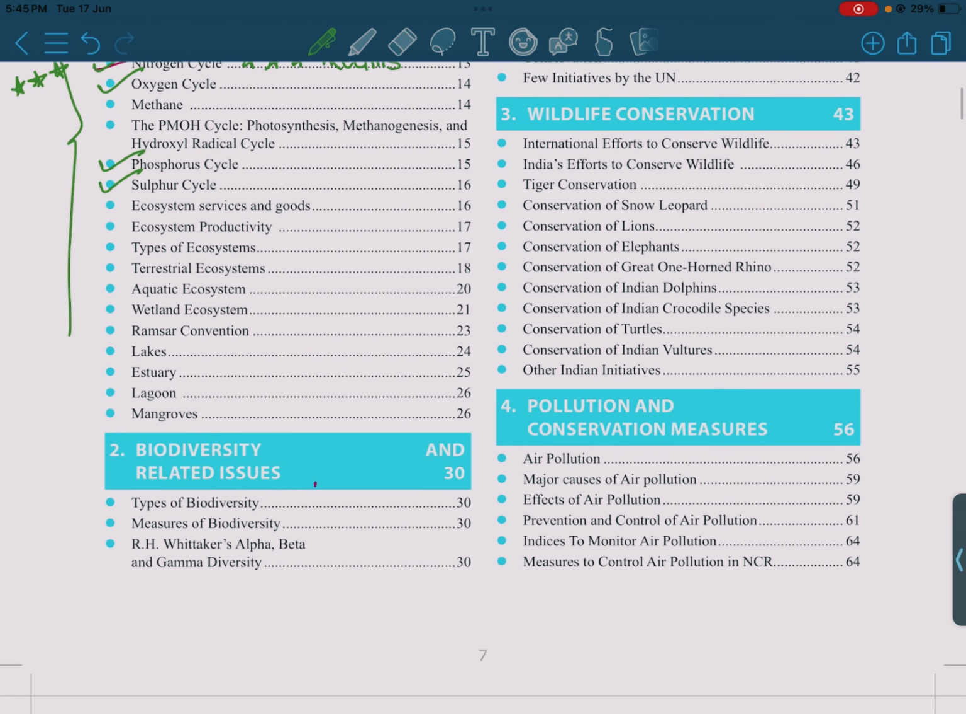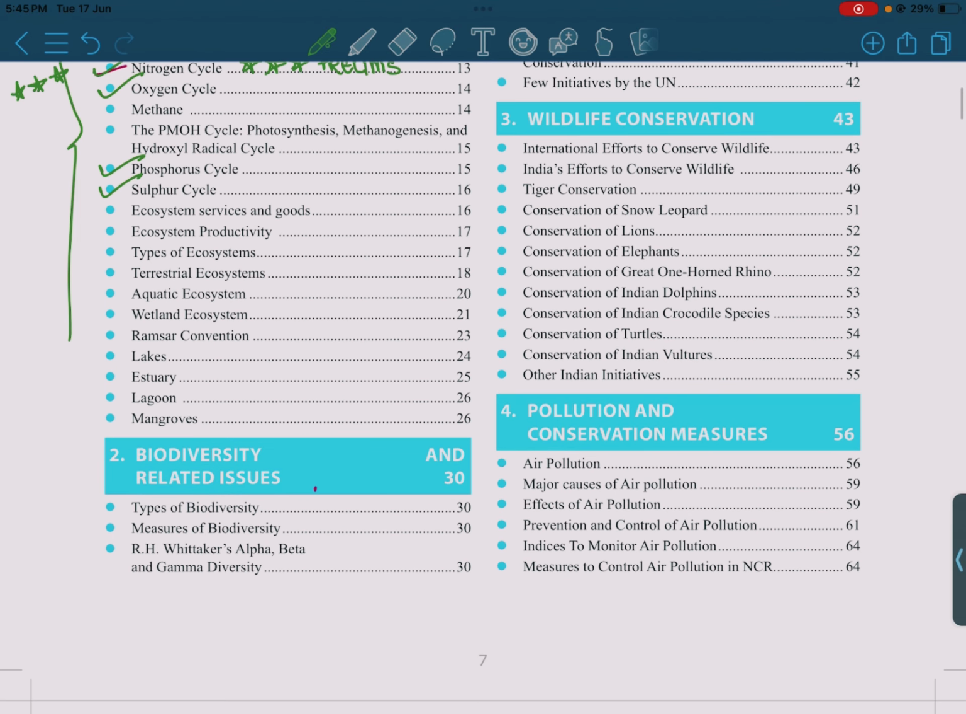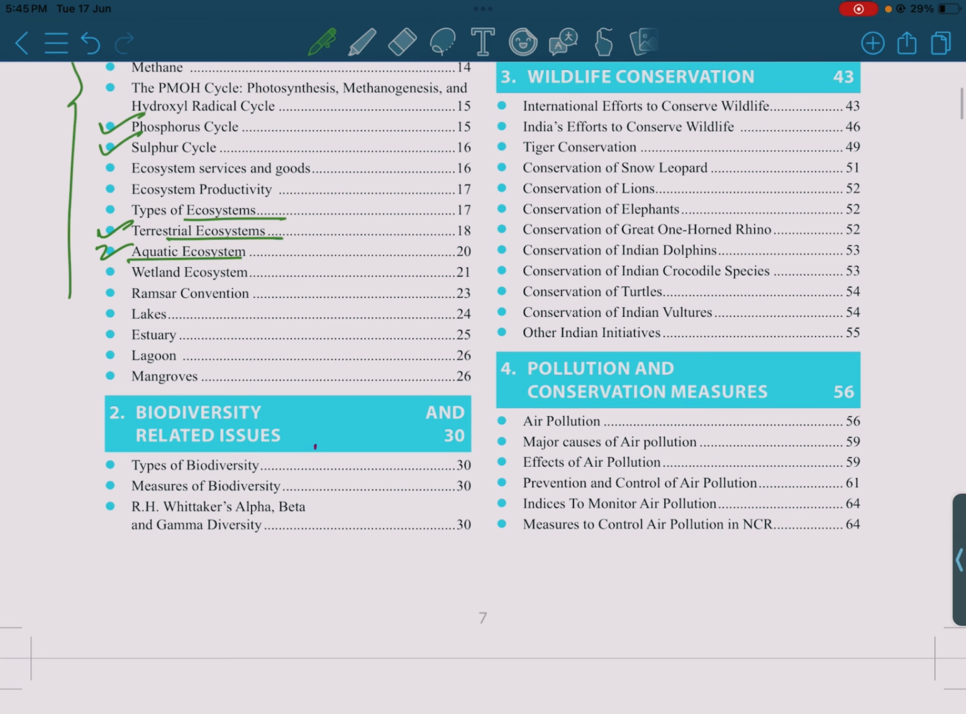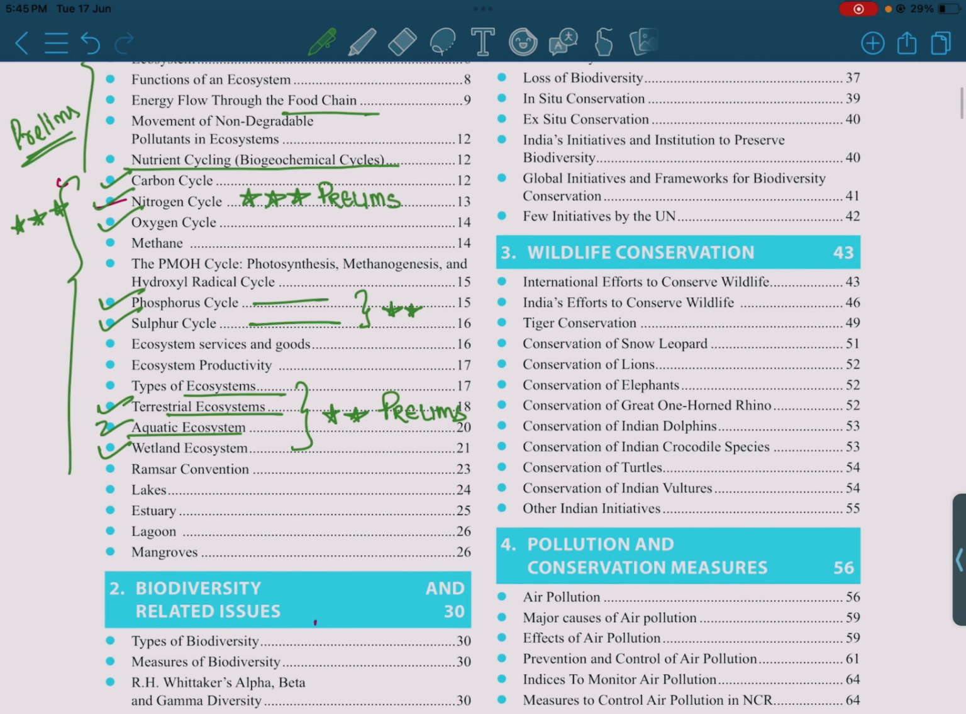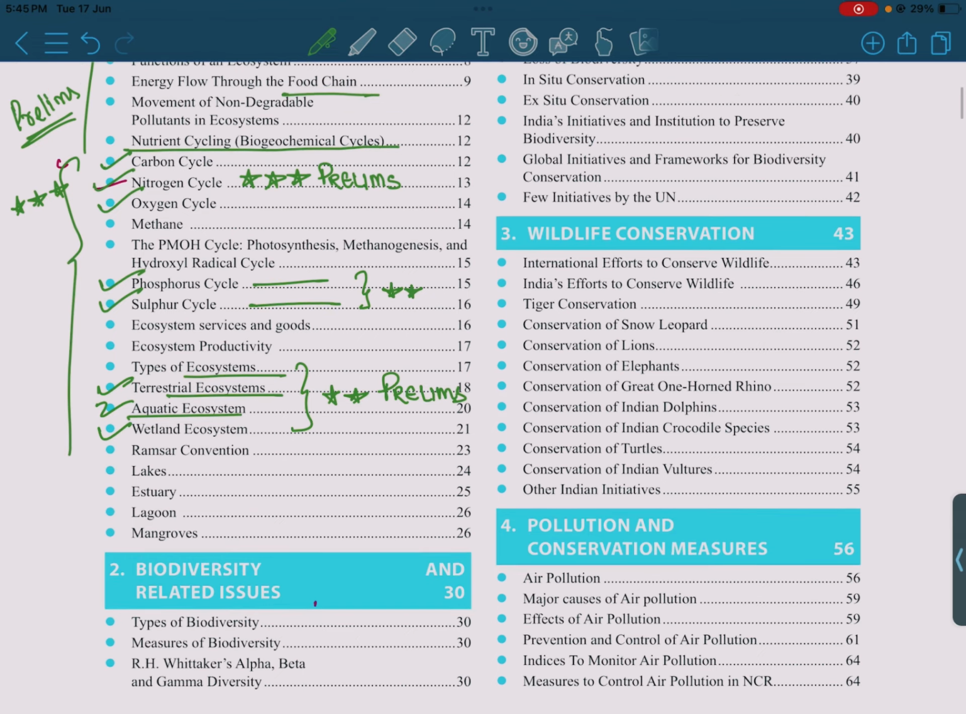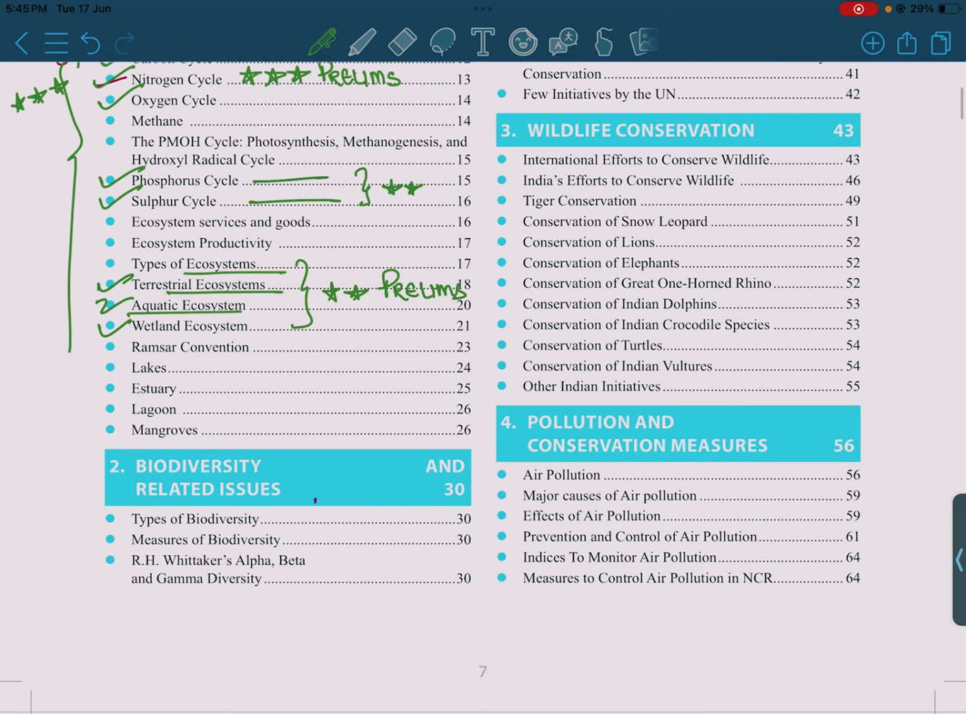Then what types of ecosystem: terrestrial ecosystem, aquatic. Two types, further divided. Wetland ecosystem is divided into 3 types, also important from a prelims perspective. These 2 cycles are also important, but in the recent past we witnessed few questions being asked, so they are not that important. Ramsar convention, lakes, estuary, lagoon, these are also some terms.